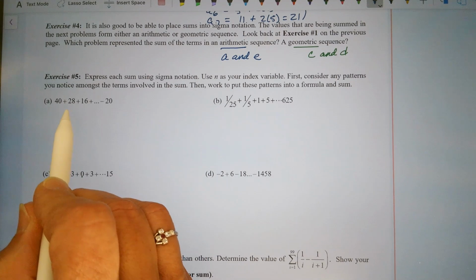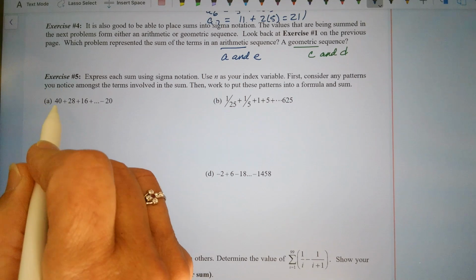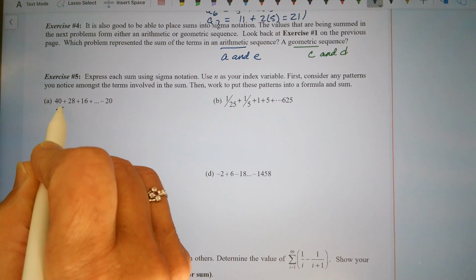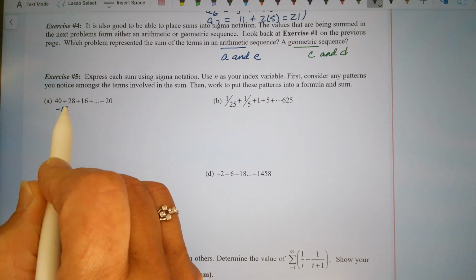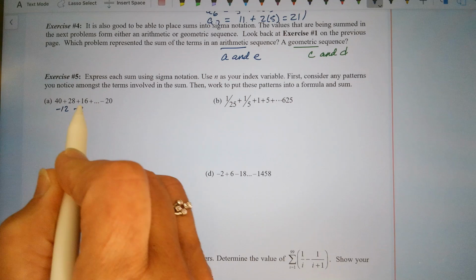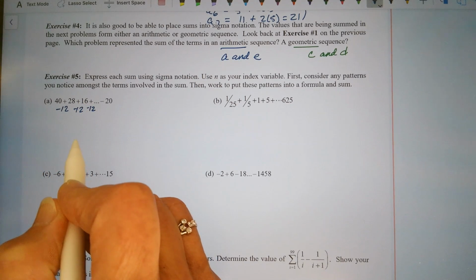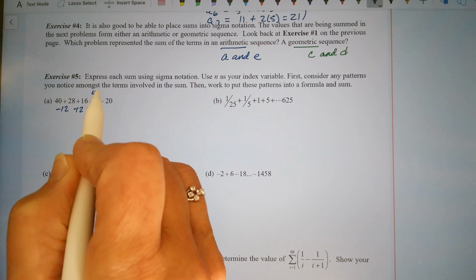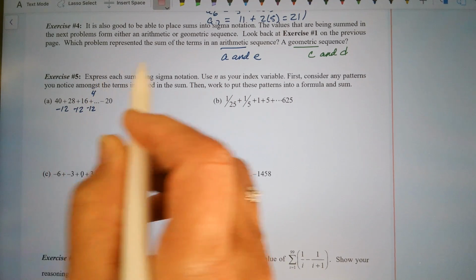what do we do to 40 to get 28? What do we do to 28 to get 16? I think we're subtracting 12, right? Or we're adding a -12. So 40 minus 12 is 28. 28 minus 12 is 16. 16 minus 12 is 4. 4 minus 12 is -8.